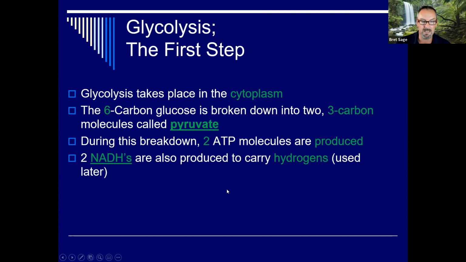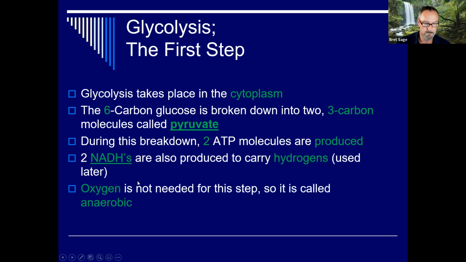But the key here, one of the keys I want you guys to know, is that NADH are also produced to carry hydrogen. This is what is called a hydrogen carrier. So I want you guys to focus on NAD being the wheelbarrow in this analogy, and the hydrogen is what is being carried. So NAD is the carrier, hydrogen is the material being carried. Oxygen is not needed for this step, so it's called anaerobic, and this is the sprinting.